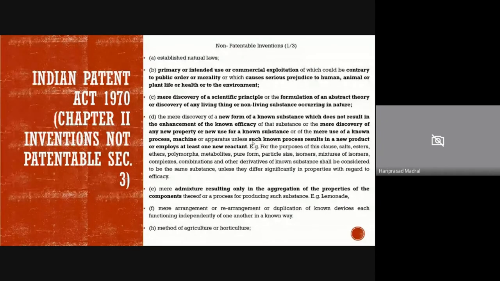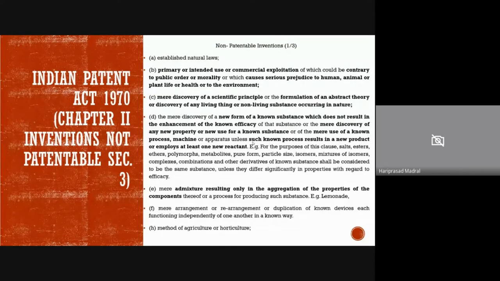So Section 3 subsection B says any idea whose intended use is commercial exploitation, or which can create public disorder, so that it can cause prejudice to human, animal, or plant life or health, or to the environment, anything which can disrupt public order or which is generated for commercial exploitation, those ideas and inventions are not patentable according to the Indian Patent Act.